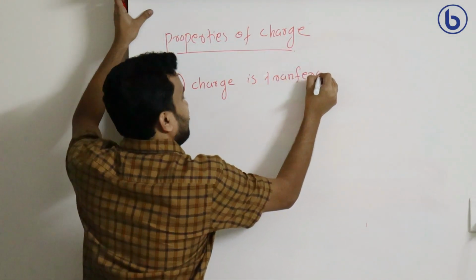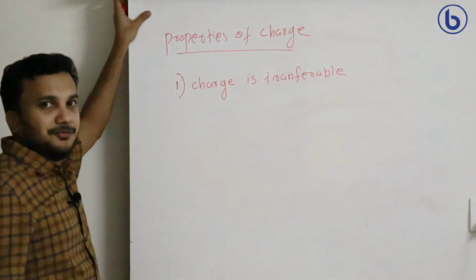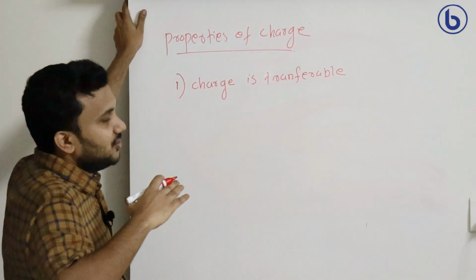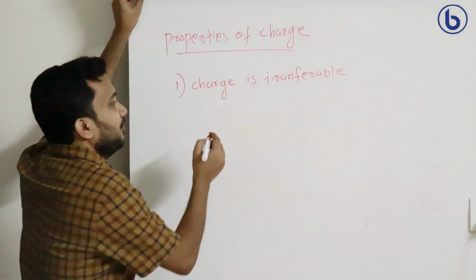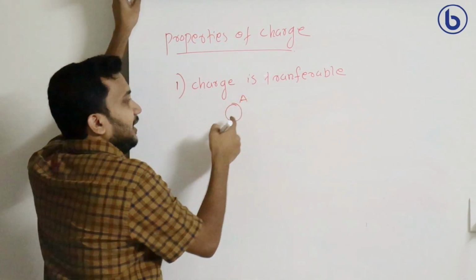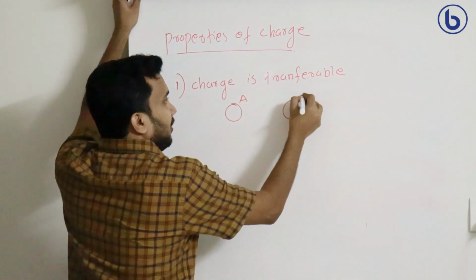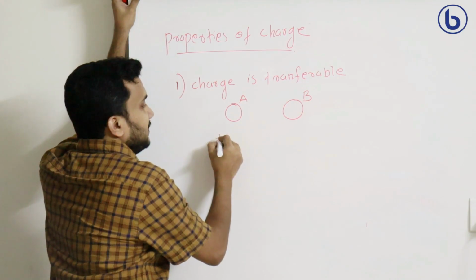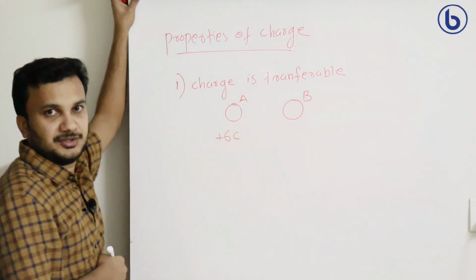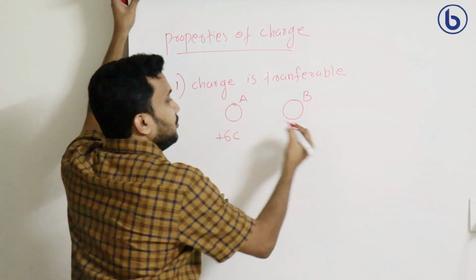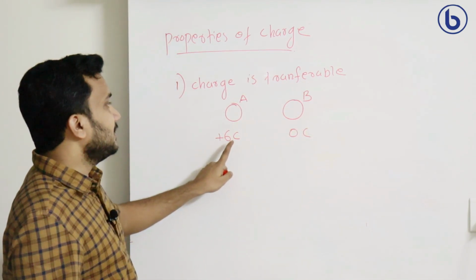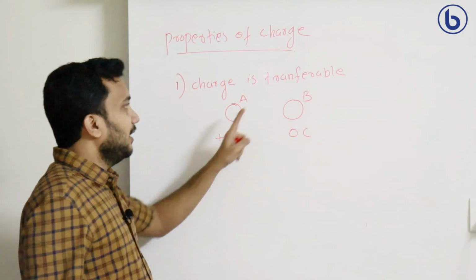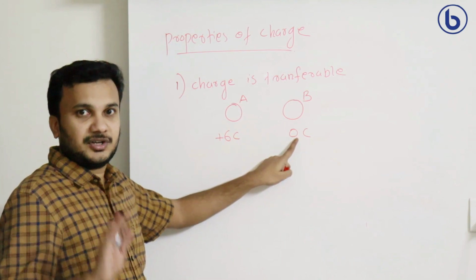Charge is transferable. For example, I'll take one example. What is meant by transferable? The charges can flow from one body to another body. For example, if I have a body called A and a body called B, A will have some positive charge, say 6 coulomb, and B will have no charge, which means 0 coulomb. Positive means deficiency of electrons, and B is a neutral one, that is, no charge.